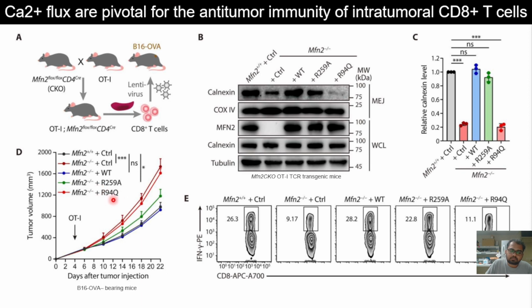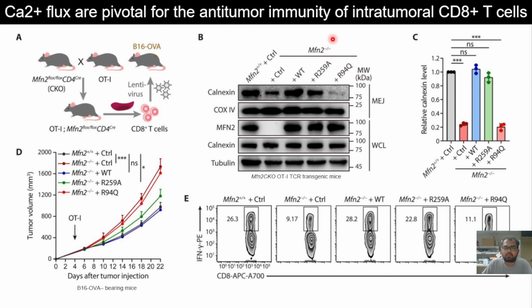But when they transfected the cells expressing the R94Q variant, which is a non-functional variant of MFN2, and the MFN2 knockout mice were adoptively transferred with these CD8 T cells, they showed there is an increase in the tumor. Overall, this data suggests that the same findings they showed in vitro, they have now shown in vivo also.